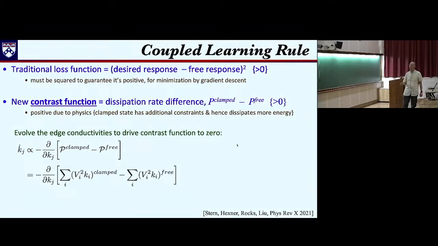The power in the clamped case is just the sum of V squared over resistivity, and the free case is V squared over the same resistivity. But the voltage drops across edge i are different in the free and clamped cases. Okay, so I guess we should have used superscripts or something when I wrote this out. So these Vi's are different. The Ki's are the same. Say it differently: the learning degrees of freedom, the Ki's, are the same, but the physical degrees of freedom, the voltage drop across edge i, is different in the clamped and free cases because they're running different boundary conditions.